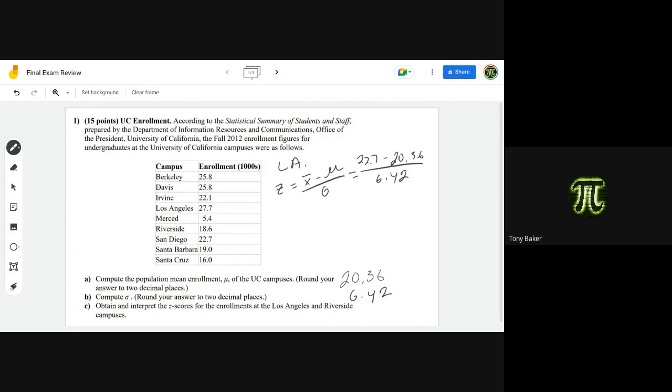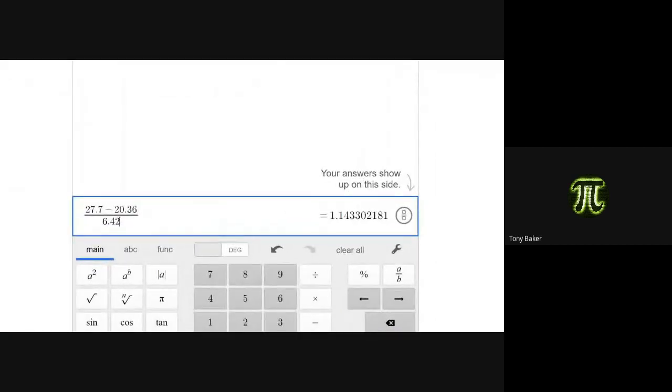Now, when you're doing this question, if you happen to mess up the mean and the standard deviation, and then you do this calculation correctly, you will get the majority of the points, but you'll lose a few. Because in this question, I'm looking at whether you remember the Z-score formula and how to use it. So LA was 1.14.